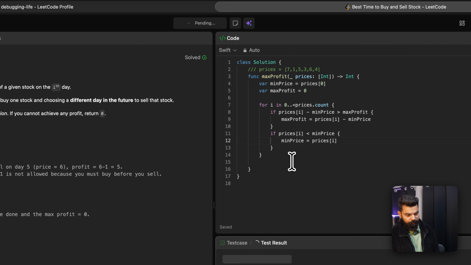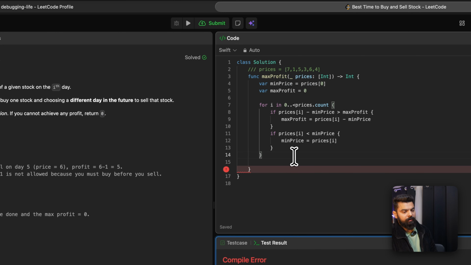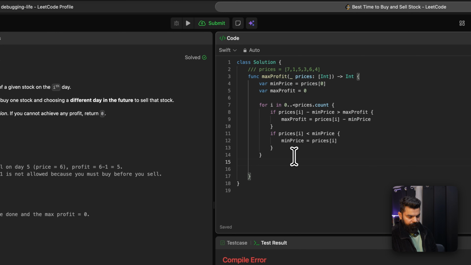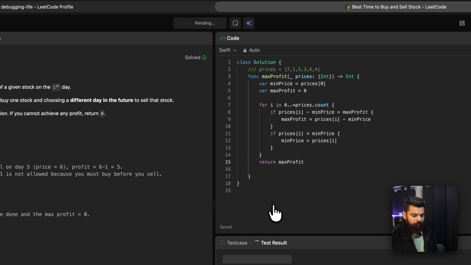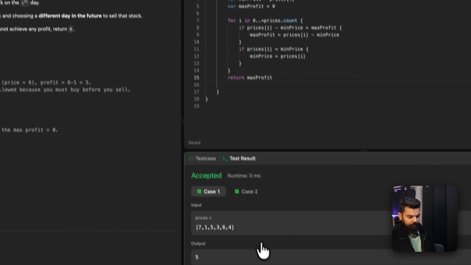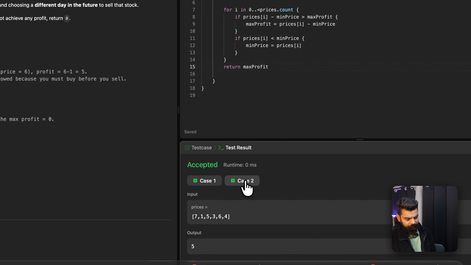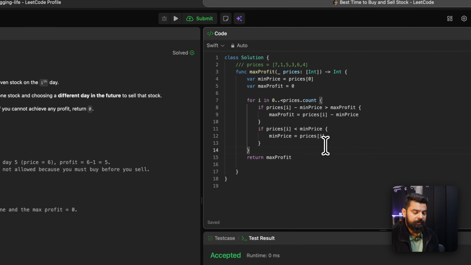Okay, this will break because we are not returning anything, so we need to do that as well. Missing return statement, which is totally right, and we need to return max profit. And here if we go again, okay, so our cases are accepted. So what exactly is happening now, we will be checking it here.